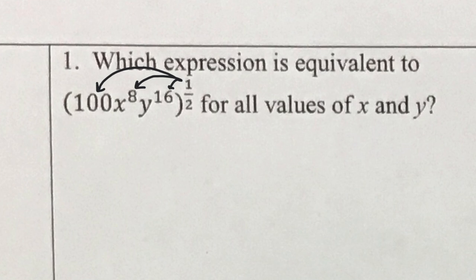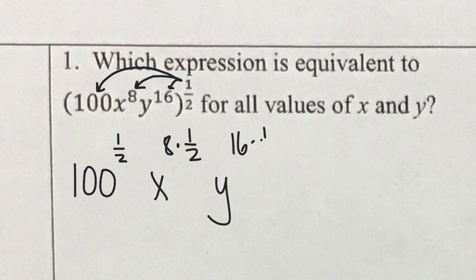Anytime we have something in parentheses raised to a power, the first thing we do is distribute it to everybody. So this is 100 to the 1/2, x to the 8th times 1/2, and y to the 16th times 1/2. Because when we have a power raised to a power, we are multiplying those exponents together. Whether it's a 4 or a 2 or a 1/2 or a 1/3, the power doesn't matter. If it's outside of parentheses, then you are multiplying them.